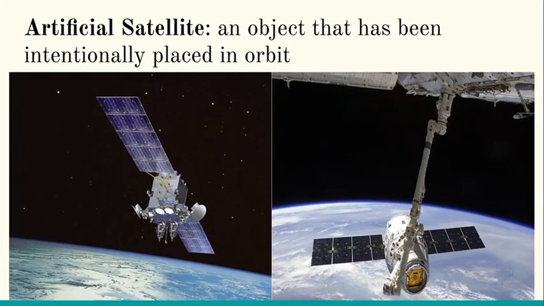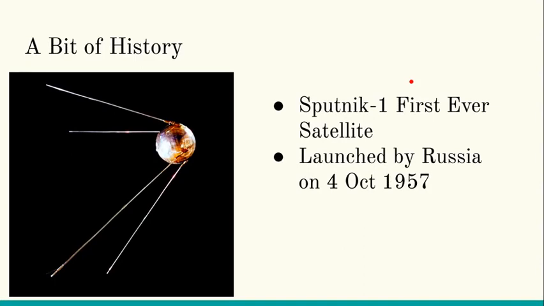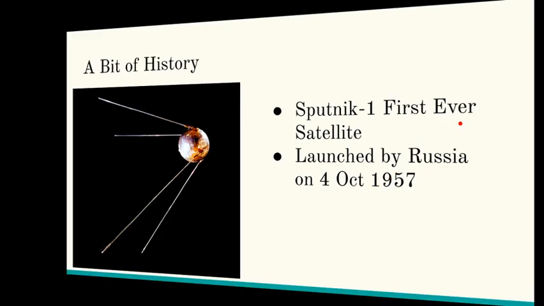In all, a satellite can be defined as any smaller body revolving around a larger body, but in our context, particularly in the context of communication, we call them artificial satellites, and they are defined as objects that have been intentionally placed in orbit. Let's see a brief history. Sputnik 1 is the first ever satellite to be placed in the orbit or in space. It was launched by Russia on 4th October 1957.